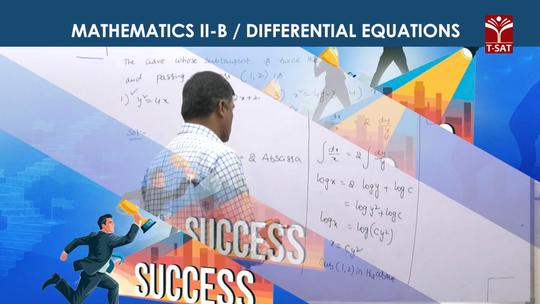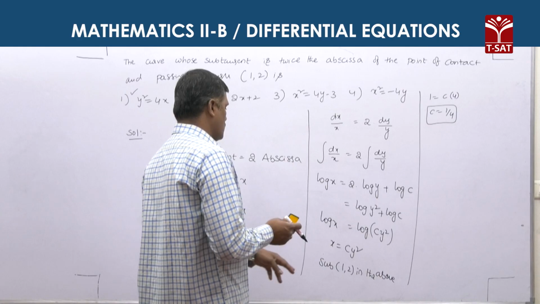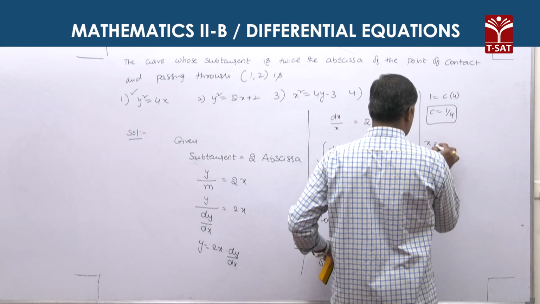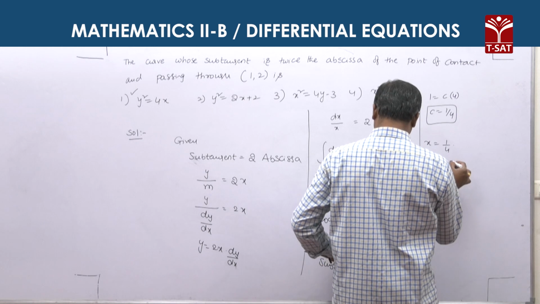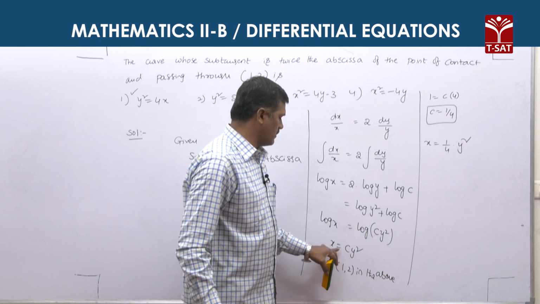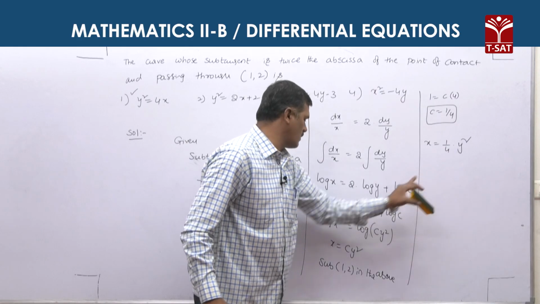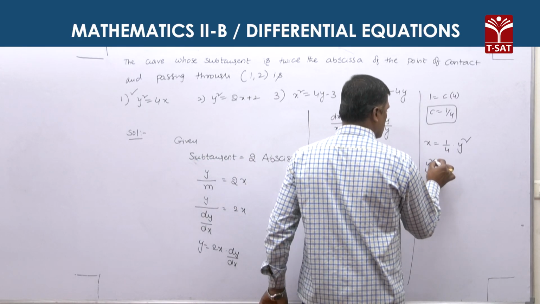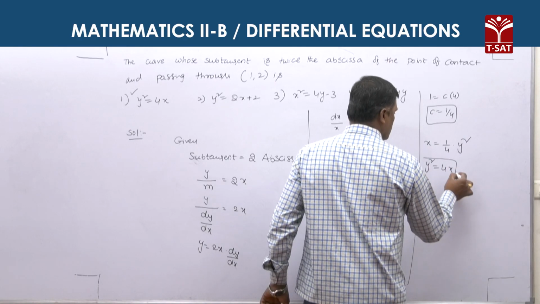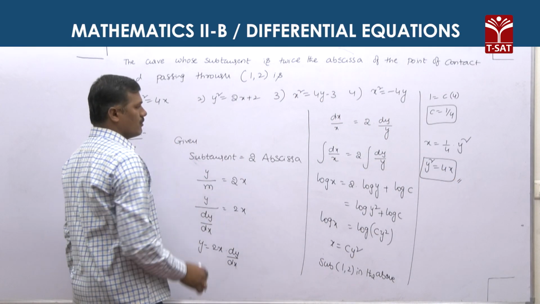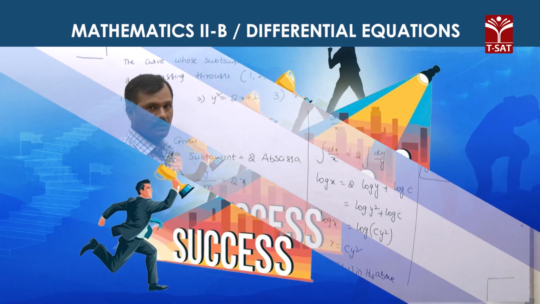Therefore the equation becomes x is equal to c value, 1 by 4, into y square. Substitute the c value in this equation. X is equal to 1 by 4 into y square. Therefore y square is equal to 4x, which is the required solution of the given problem. So y square equal to 4x, the first option, is the correct option.